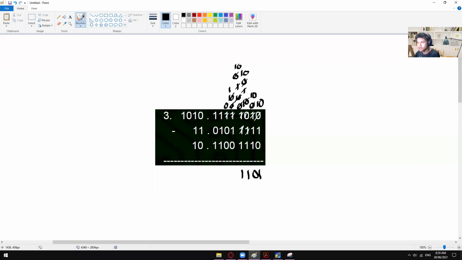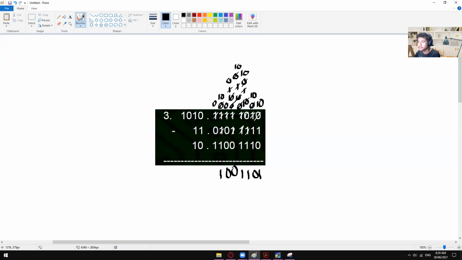So 1 minus 1 is 0. So cancel, cancel. Okay, so 0 minus 0 is, of course, still 0. Moving on to the next one. 0 minus 0 is still 0, so just put 0 here. 1 minus 1 is, of course, already 0, so just put 0 here. So 0 minus 1 cannot be, so we have to borrow from this neighbor of yours. So 1 will become 0, 0 will become 10, and then 10 minus 1 is 1.